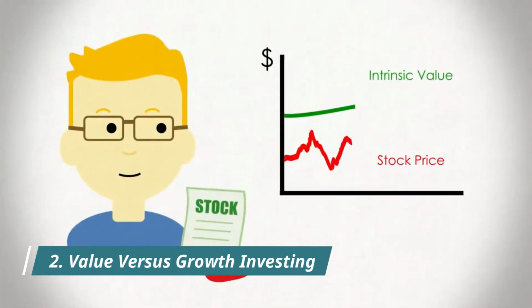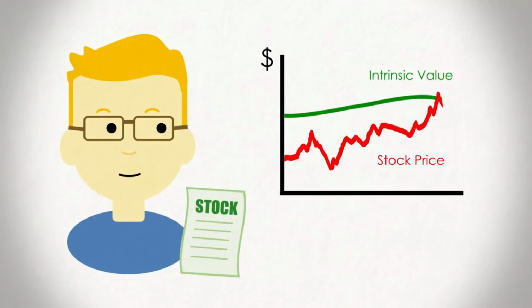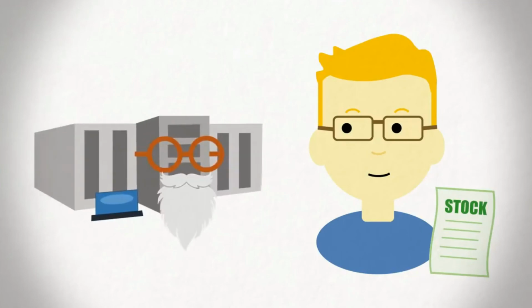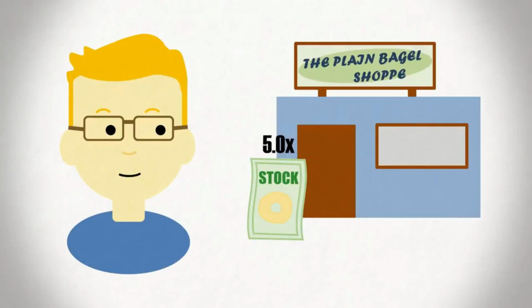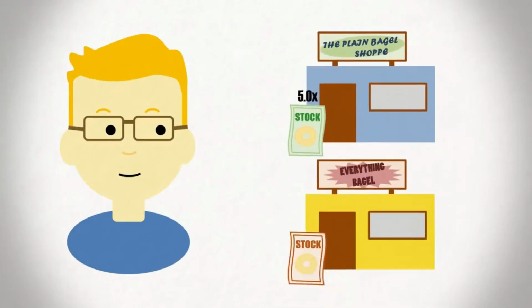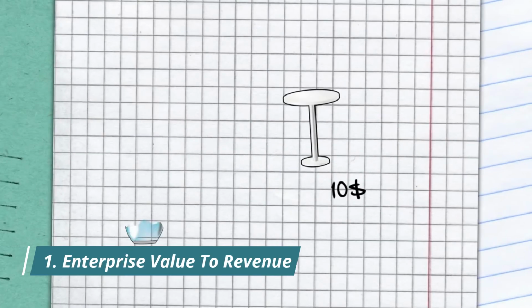Number 2, value versus growth investing. Investors that believe in value investing will not buy stocks that are worth more than their inherent value. Instead, they are solely interested in finding cheap stocks. A growth investor is the polar opposite of the value investor, believing that the stock is not overpriced and will generate more growth than the market, i.e. other investors, expect.